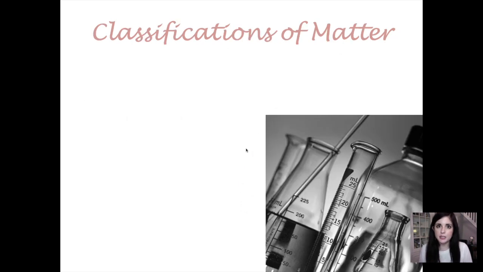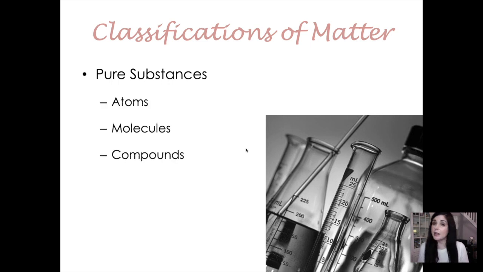in today's lesson. So there's really two broad categories we can classify matter in, but we can break down those categories a little bit farther. And the first category is a pure substance. So if something is pure, you think, well, it's just that one thing, it's pure. And that's what a pure substance is. And there's three different types of pure substances. There's atoms, there's molecules, and there's compounds. Three different types of pure substances.